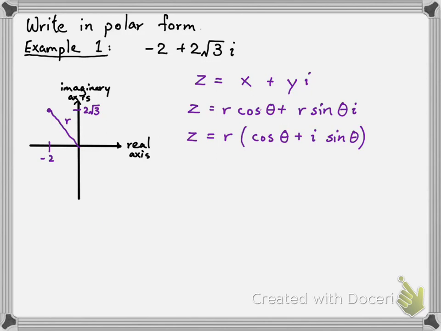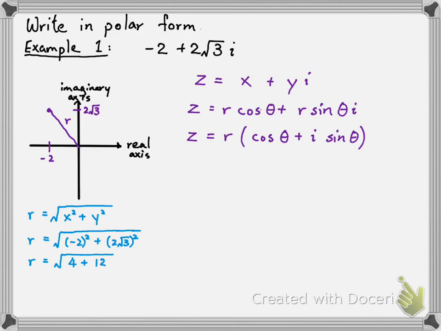To find the r, we will have r squared equals x squared plus y squared. Now as we take the square root, we will have r equals square root of x squared plus y squared. Substitute x by -2 and y by 2 square root of 3. We have r equals square root of -2 squared plus 2 square root of 3 squared. Simplify. We have r equals square root of 4 plus 12, which is square root of 16, which is 4. Therefore, r equals 4.